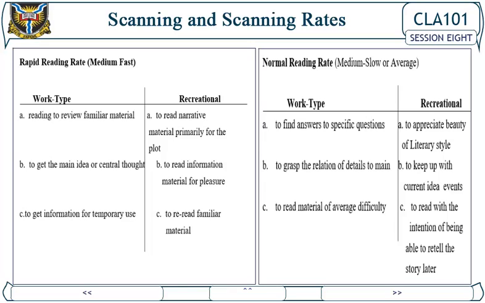Normal reading rate, medium slow or average. Work type, recreational. Work type. A. To find answers to specific questions. Recreational. A. To appreciate beauty of literary style. B. To grasp the relation of details to main ideas. B. To keep up with current events. C. To read material of average difficulty. C. To read with the intention of being able to retell the story later.